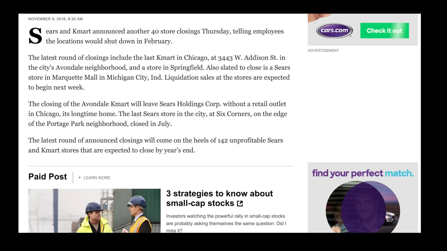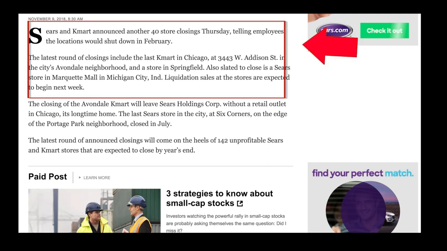Now, while looking at this snapshot of the article, we can see that the news lead is confined to these first 2 paragraphs and just a few sentences. Our who being Sears and Kmart, our what being store closings, when being Thursday, and our where being Chicago.